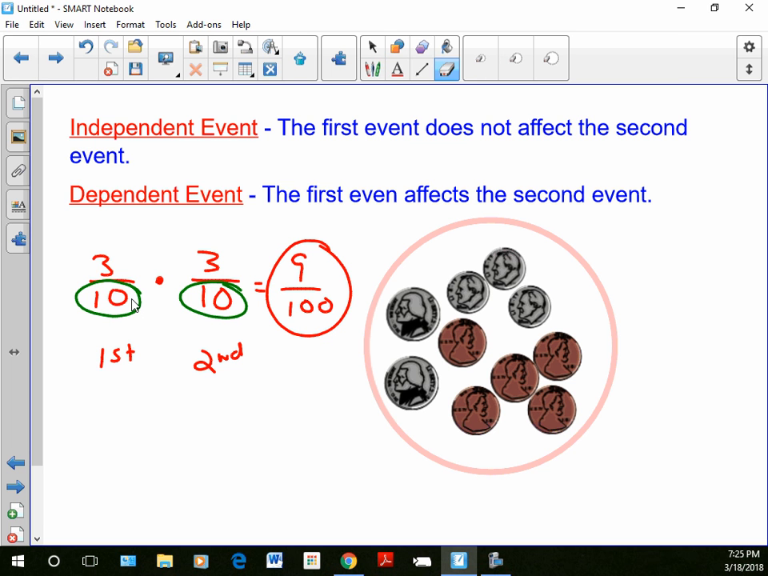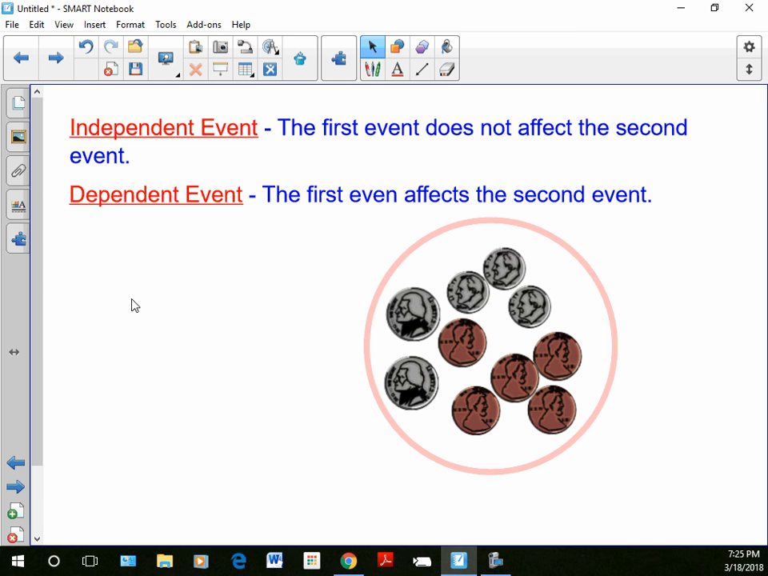Try one more dependent event. Hopefully you're catching on to this. Okay? Dependent events. Alright? Remember, the first event will affect the second event. So, what is my chance of pulling a dime out? Well, just said it's 3 out of 10. 1, 2, 3 dimes in the bag of 10 coins. So, I pull that dime out, and I do not replace it.